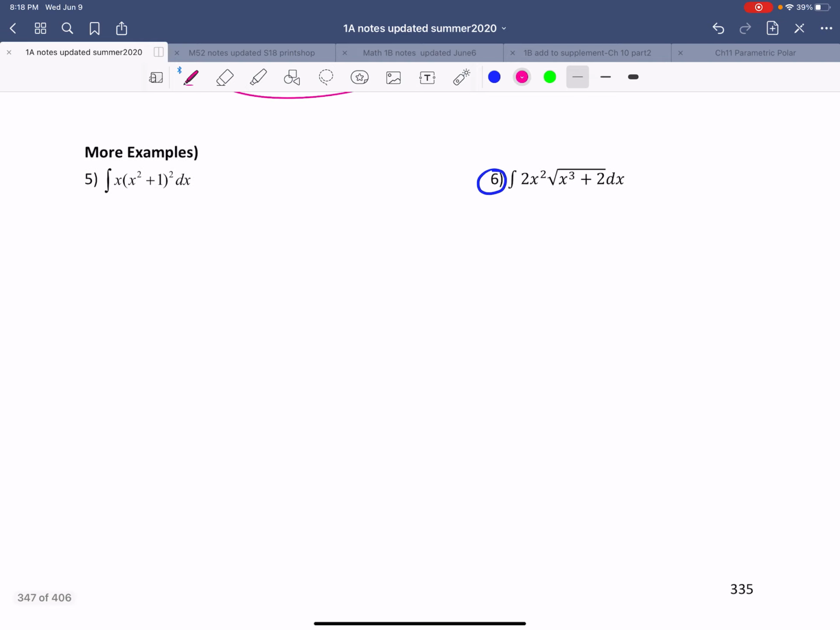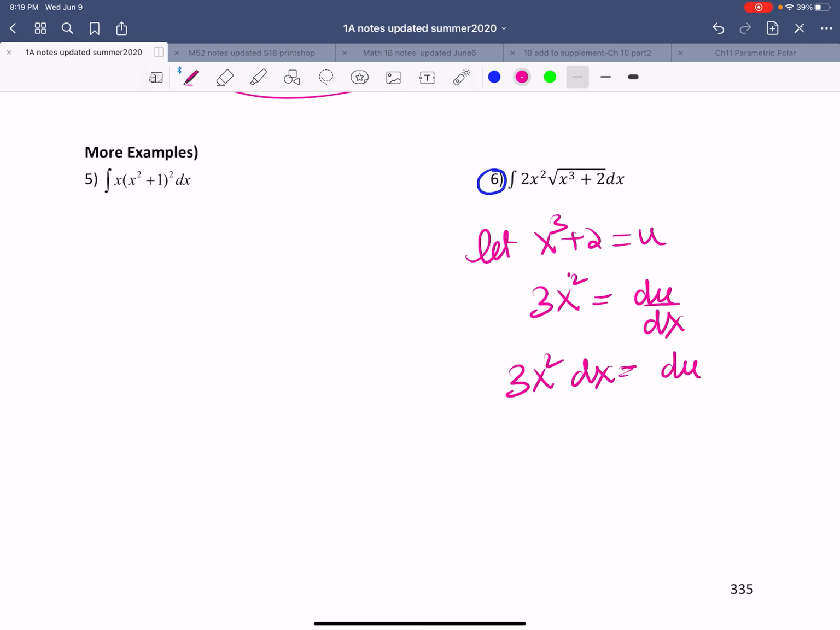All right, another example. Here we have 2x squared times the square root of x cubed plus 2 dx. So I'm going to let x cubed plus 2 be u. When I do the derivative with respect to x, 3x squared is du dx, and I can say 3x squared dx is du. I don't need 3x squared, I actually need only x squared dx. So I'm going to say x squared dx is 1/3 of du. Now I'm ready to write this integral in terms of u.